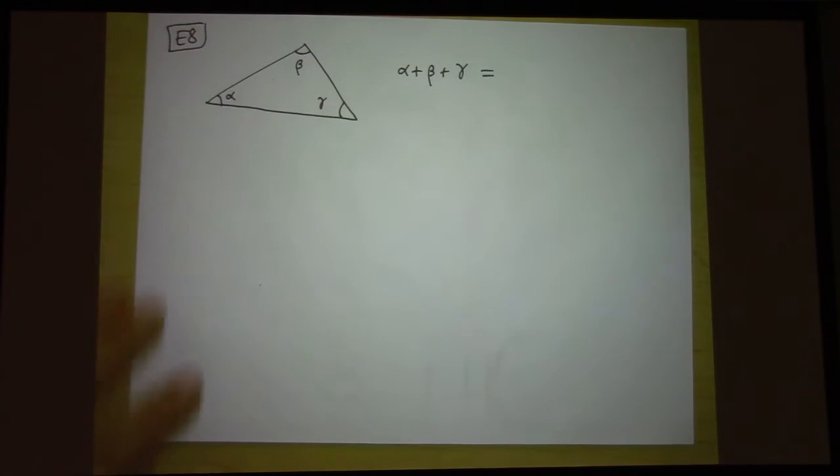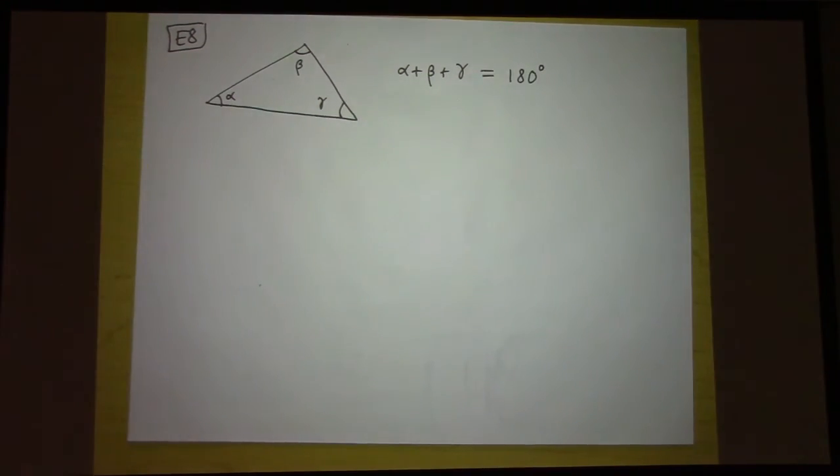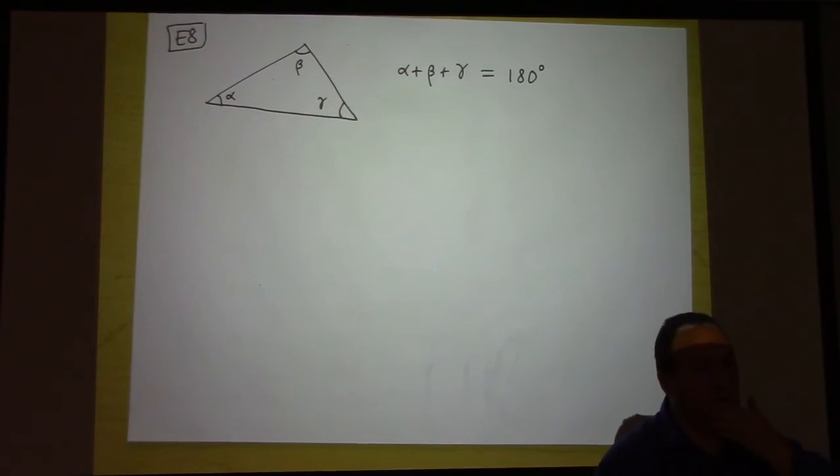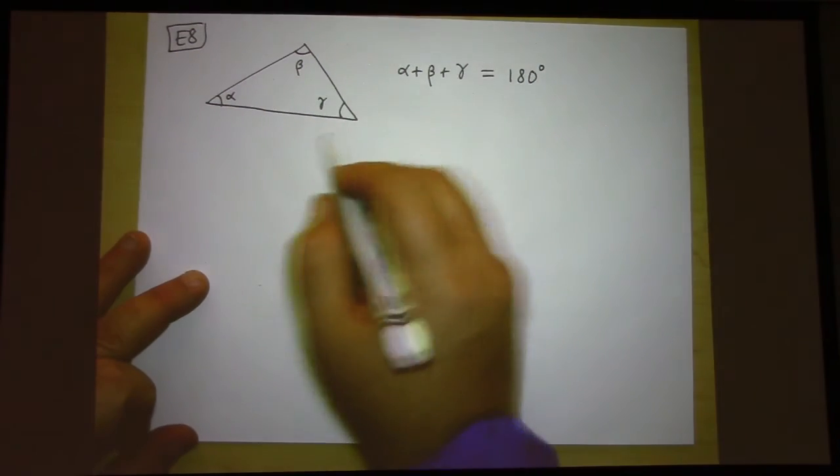It has to be 180 degrees, right? Now, that's true in Euclidean geometry, all right? As long as we're talking about flat triangles, that's true. If we're talking about triangles on a curved space, this is no longer true. For example, check this out.